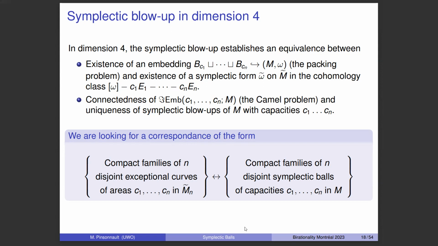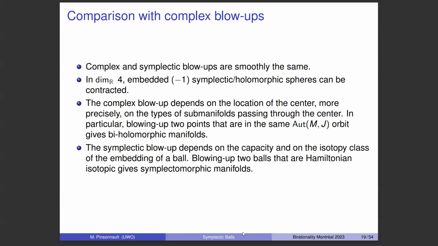And of course, this is way too general to be done with all possible four-manifolds. So we have to restrict even further. But before I restrict to smaller classes of manifolds, let me just make a very, very quick comparison with the complex blow-up that you all know. In the complex category, as long as only the smooth underlying manifolds are involved, the complex blow-up gives you exactly the same thing as the symplectic blow-up. We already mentioned that. In dimension 4, as I said before, you can always contract minus one embedded holomorphic spheres, which is the Castelnuovo-Enriques criterion. And there is a big difference between the symplectic and the complex category, which is the last two bullets here.